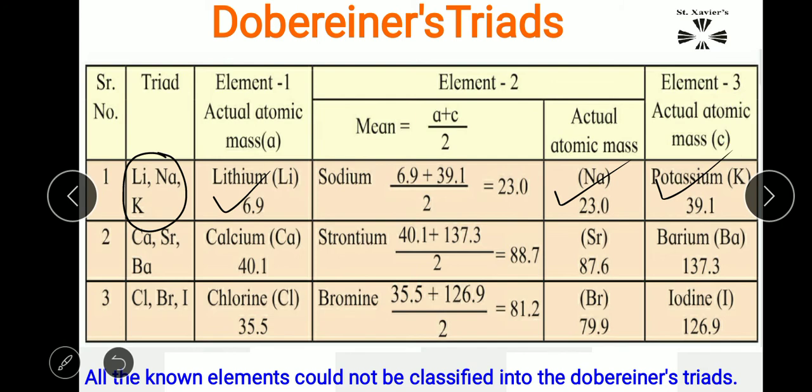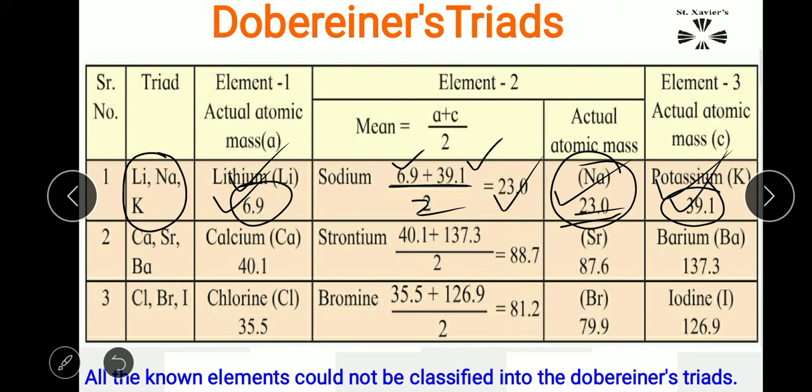Now according to Dobereiner, the atomic mass of the middle one, that is sodium, must be equal to the average of the remaining two, the first and last. So let us check the average. When we take the average of 6.9 and 39.1, 6.9 plus 39.1 upon 2, it becomes 46 upon 2, which gives 23. So it is exactly the same as the middle one, sodium.